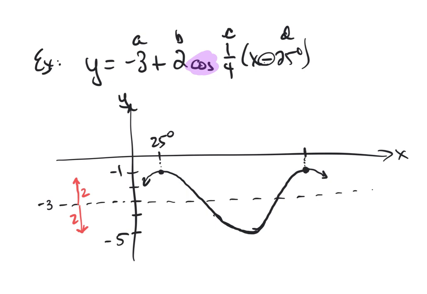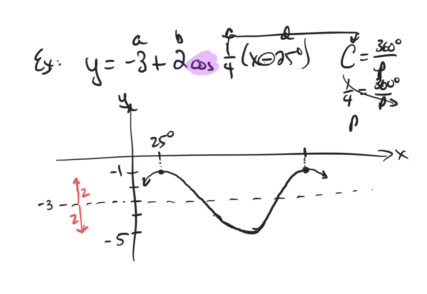And that, once again, uses the C value. And the C value is equal to, when we're in degrees, 360 divided by the period value. So I'll replace C with 1/4. And when you cross multiply, we then get 1,440 degrees. So from where we start to where we end that complete cycle, we have to add or move 1,440 degrees to the right.